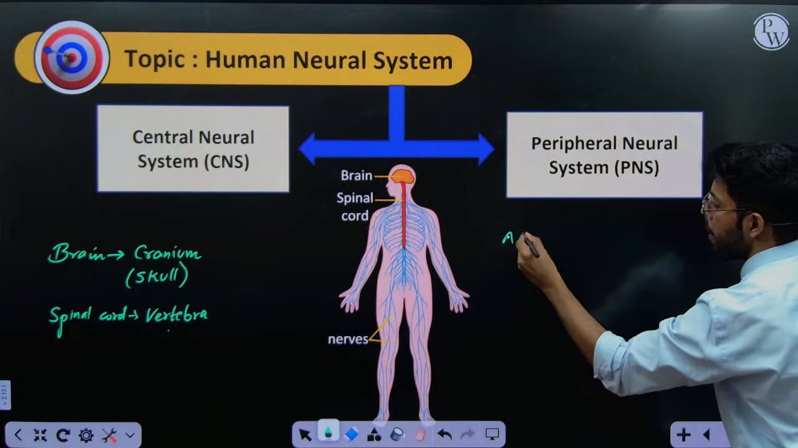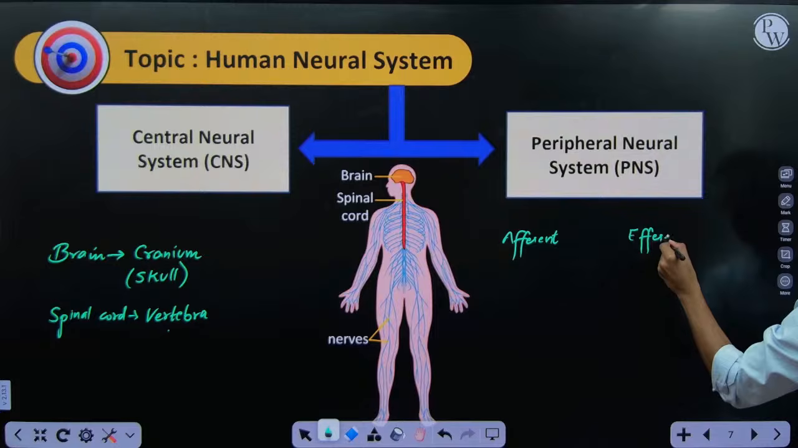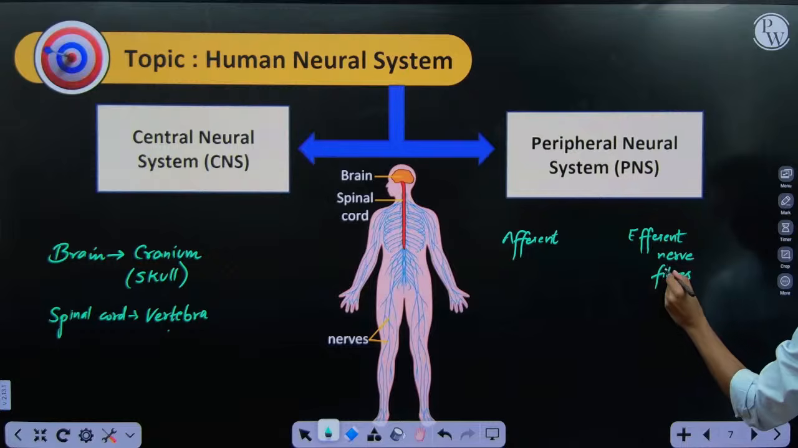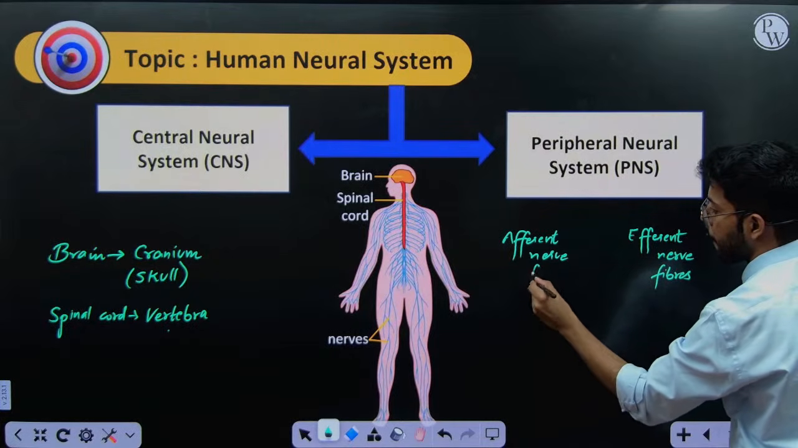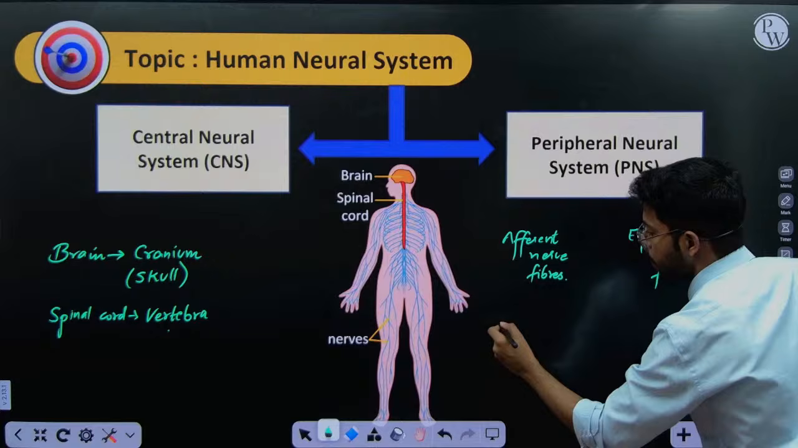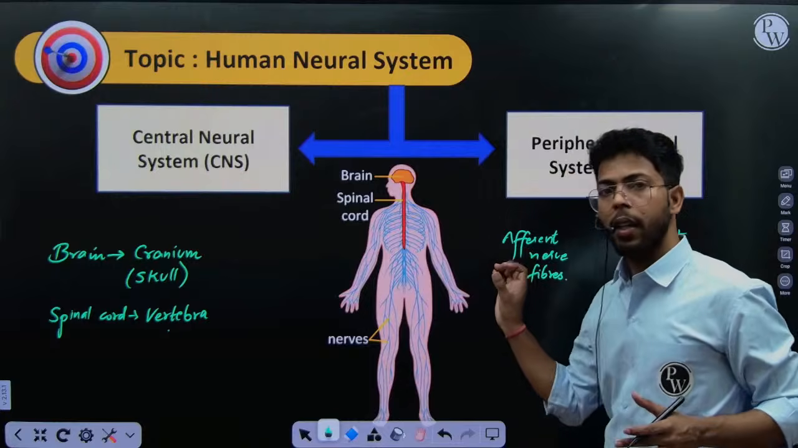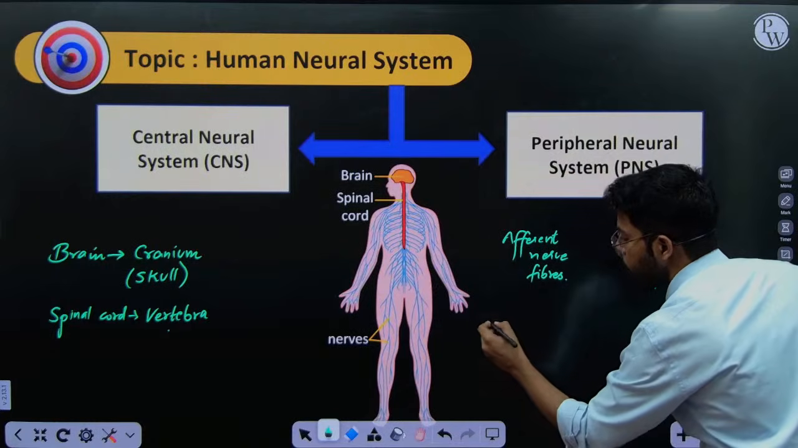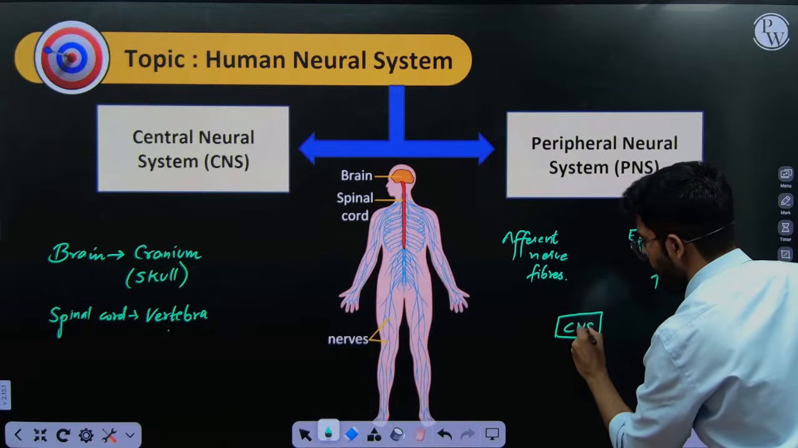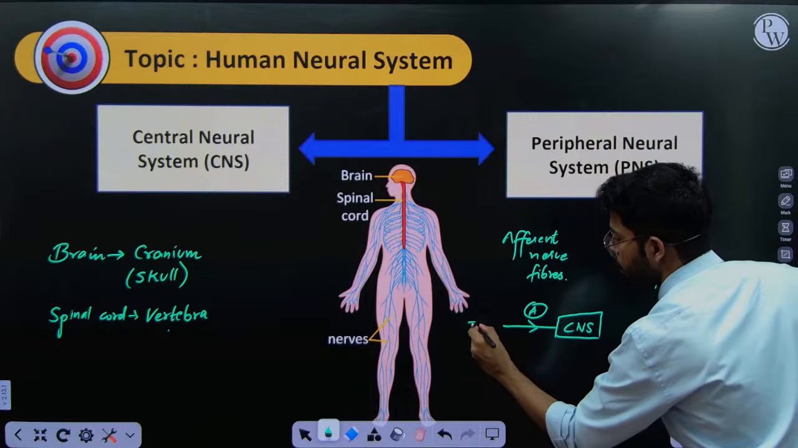For example, afferent and efferent nerve fibers. Afferent are the nerve fibers from the sensory organs, and they transmit the impulse to the CNS. These are the afferent fibers. These are from the tissue or organ.